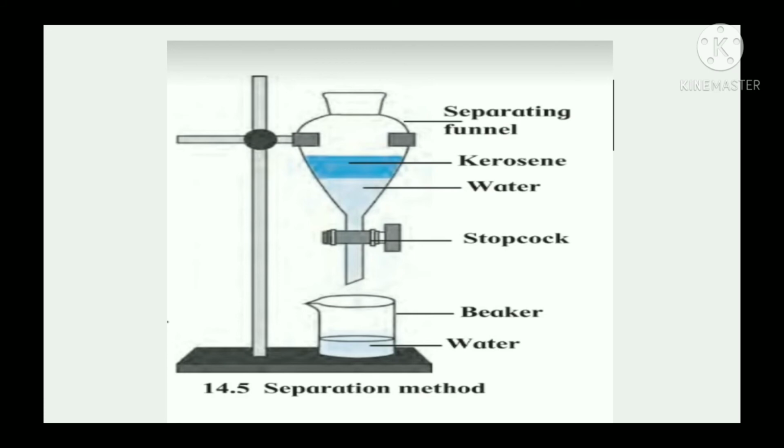See, in the picture you can observe water is collected in the beaker. Close the stopcock when all the water is collected in the beaker. Now kerosene and water are separated, which means kerosene remains in the separating funnel and water is in the beaker. You can collect the kerosene in another beaker. So kerosene and water are separated.